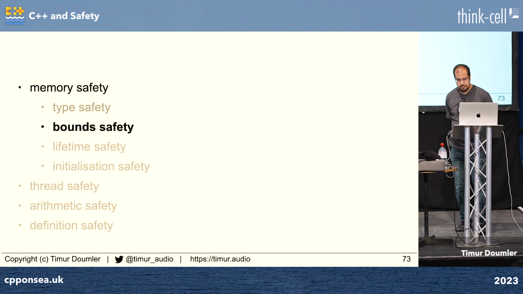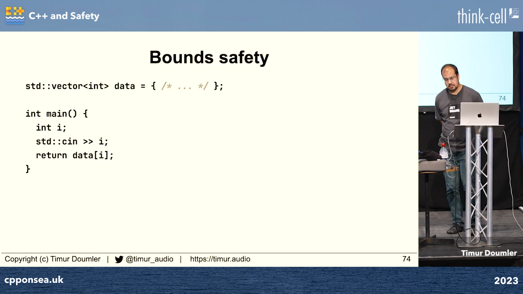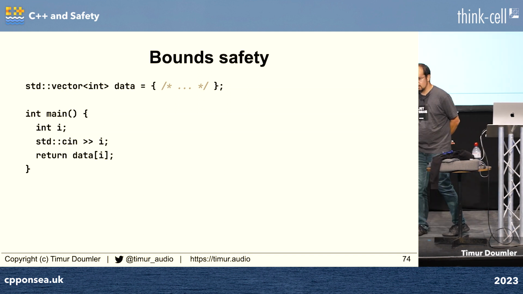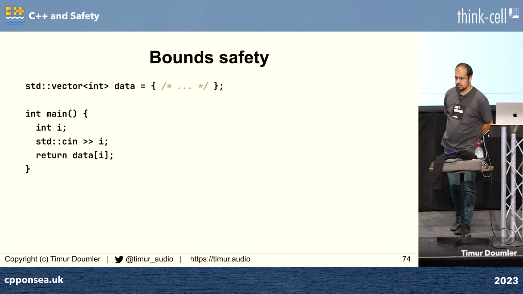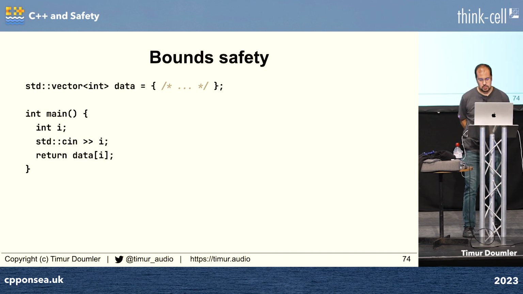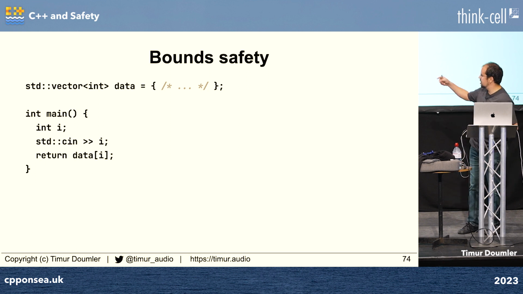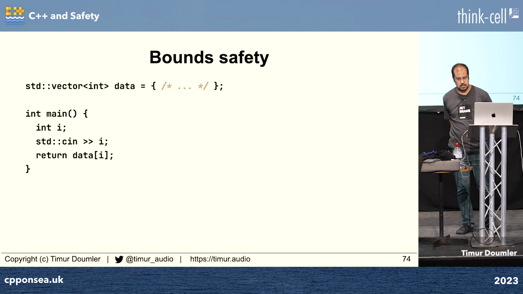So, bounds safety. Let's observe that in C++ we can do something like this. We can just get a number from pretty much anywhere and then use that to index into an array or a vector or anything, right? And if that happens to be out of bounds, we get undefined behavior because it's not checked. We have a safe API, vector.at, but we don't have to use that.